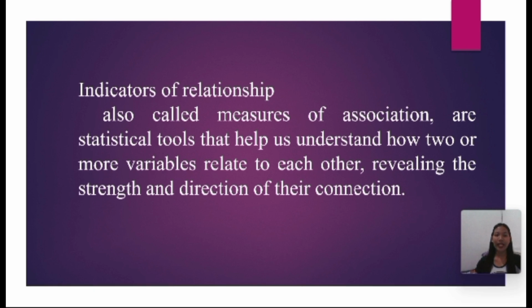Indicators of relationship, also called measures of association, are statistical tools that help us understand how two or more variables relate to each other. For example, a study looking at the relationship between hours spent studying and test scores. A product moment correlation, often called Pearson's correlation, would measure the strength and direction of this relationship. A correlation of plus 1 would mean a perfect positive relationship.